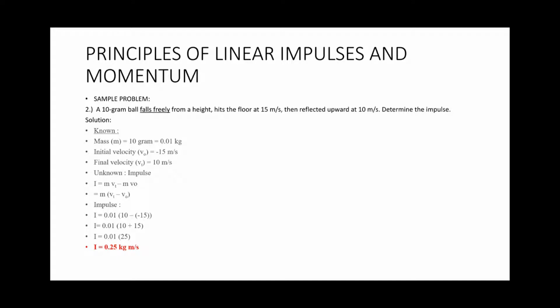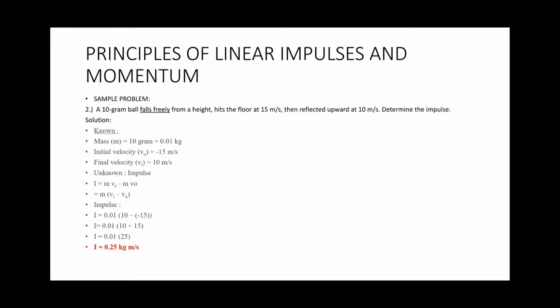Question number 2 for the topic of linear impulse and momentum. A 10-gram ball falls freely from a height, hits the floor at 15 meters per second, then is reflected upward at 10 meters per second. Determine the impulse.